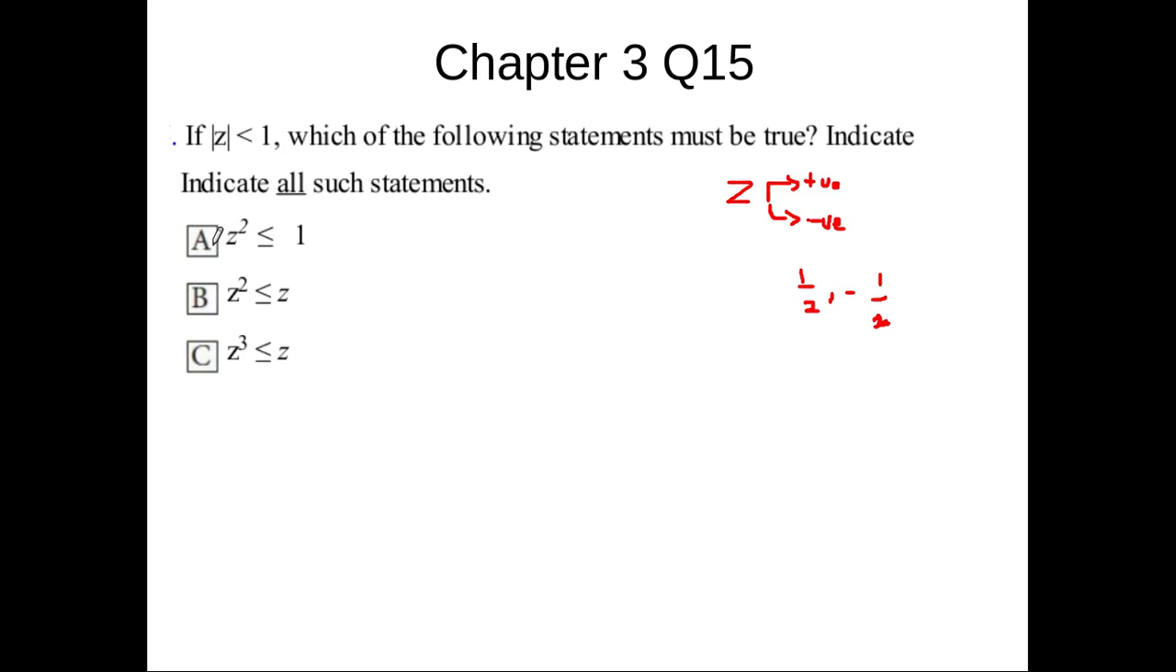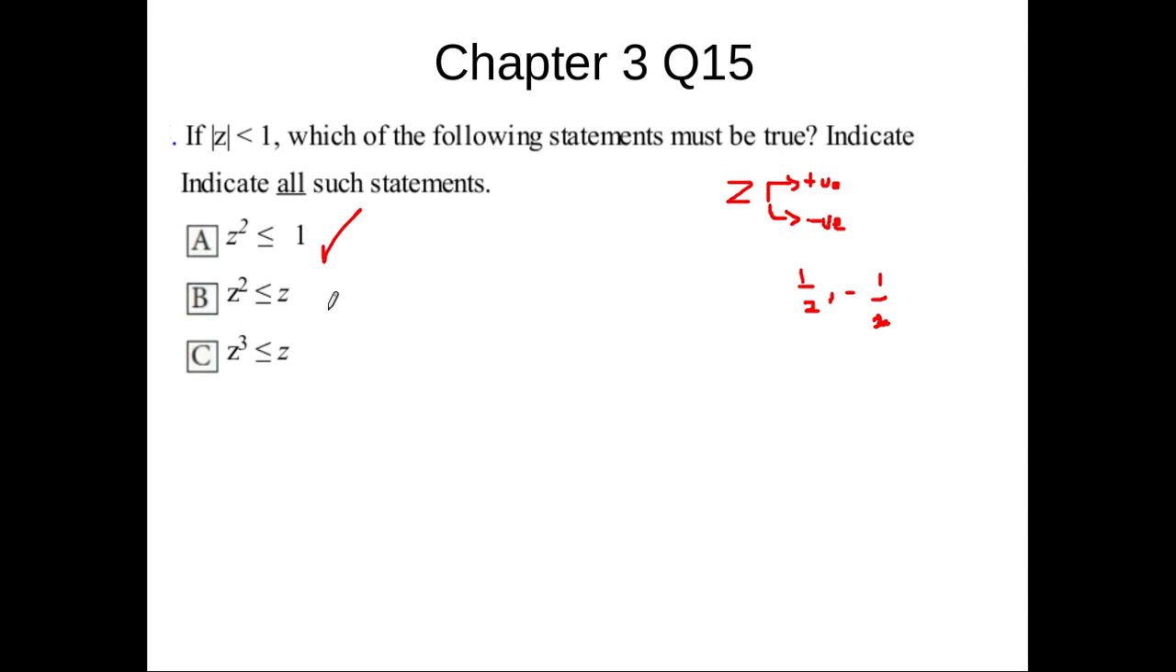So let's solve the first one, A. We will substitute half and negative half. If you substitute half or negative half, you will get a quarter in both cases. If you plug in a quarter and a negative quarter, you will get 1/8 positive for each. So this statement is true. I tried at least two numbers and I think it's enough. I know it's true.